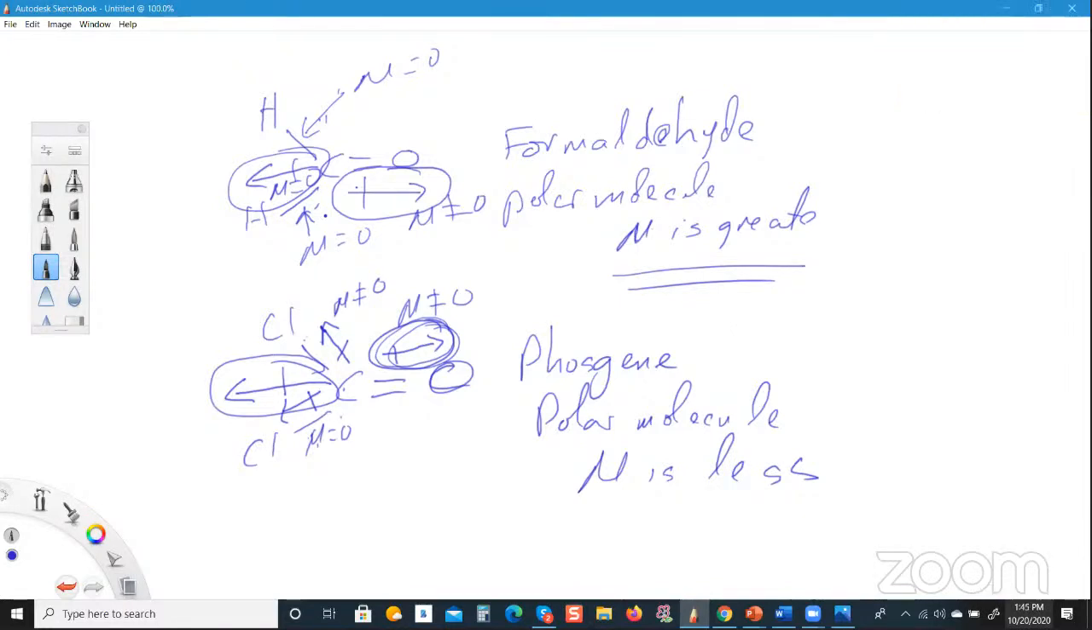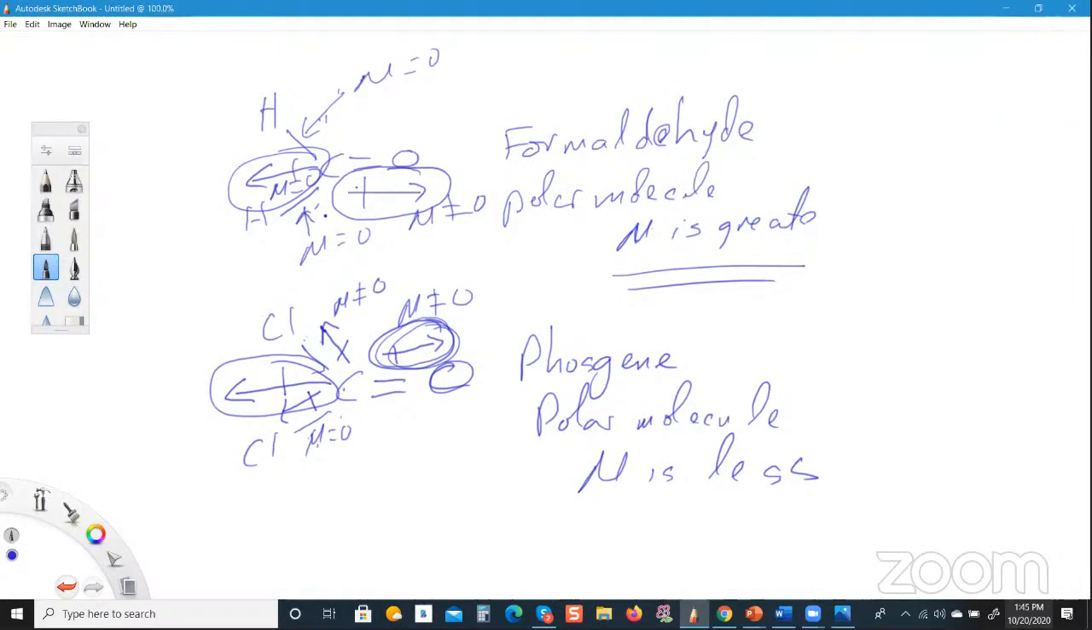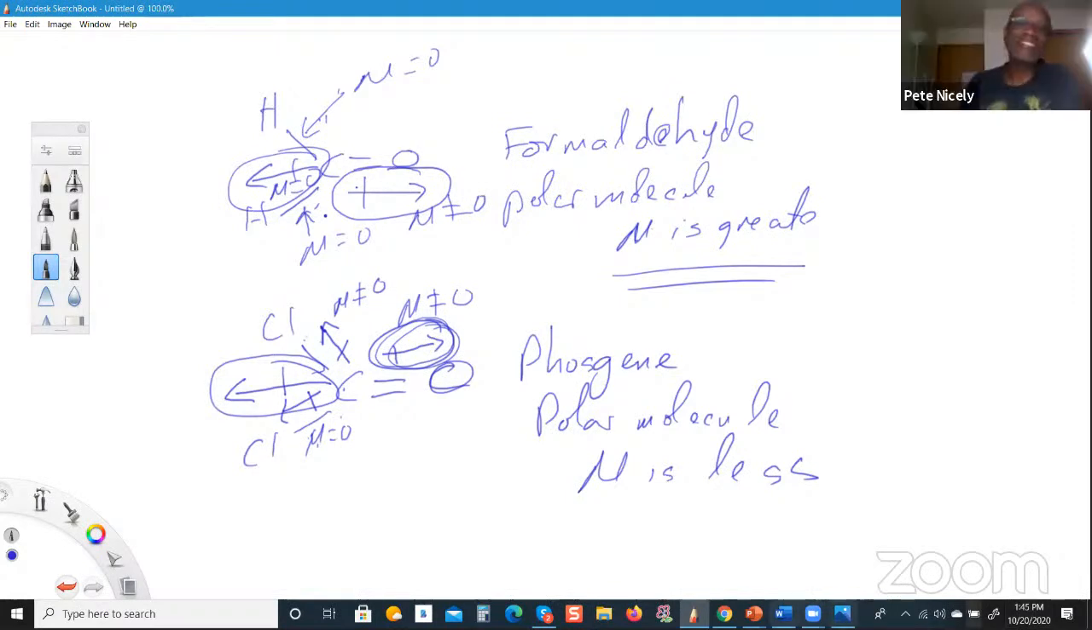I thought you were asking us to figure out which direction the dipole moment was for phosgene. For phosgene, right? No, what I was asking is which molecule will have the greater net dipole moment. Oh, okay. You see what I'm saying? Okay. So basically, yep. You have to be careful.